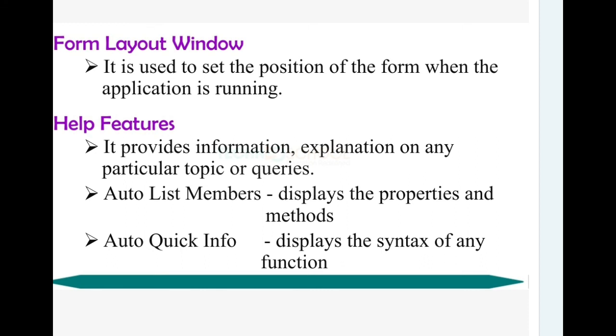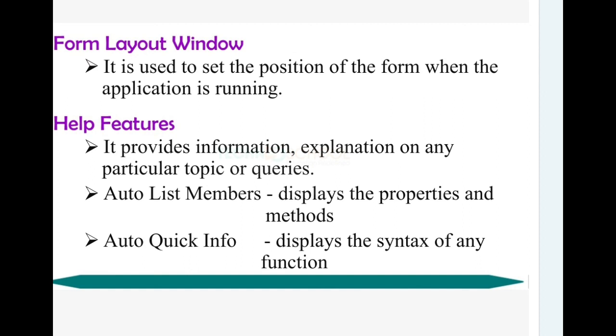The window size and the window position will be changed using the form layout window. That's why it is called that. It is used to set the position of the form when the application is running, in the output screen. Once you have completed your task, writing the program and instructions and designing your part of the Visual Basic programming, you have to run the program for getting output values. In the output screen, you can set its position using the form layout window. This is the explanation for setting the position of your form when displaying the output screen.